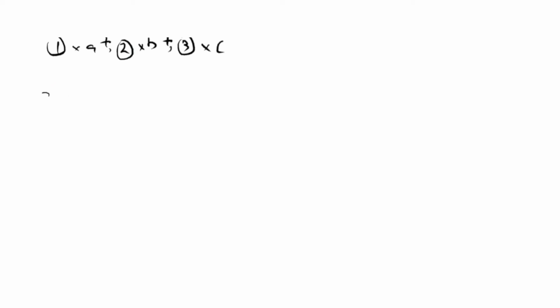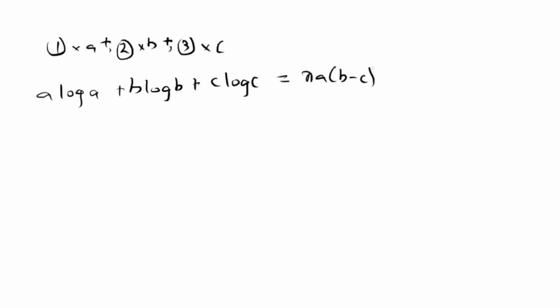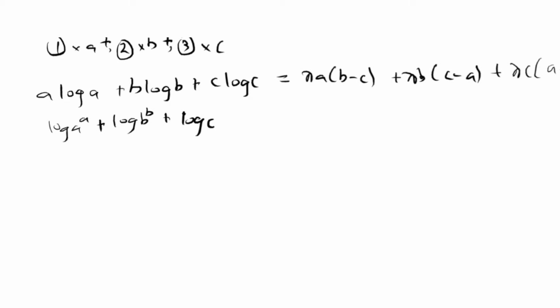So when I multiply and add them, on the left hand side I will have a log a plus b log b plus c log c equals lambda a times b minus c plus lambda b times c minus a plus lambda c times a minus b. We can write the left side as log a to the power a plus log b to the power b plus log c to the power c.